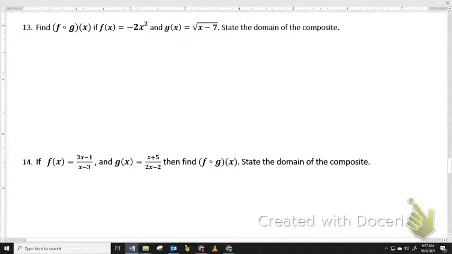Okay. Number 13 is very similar to 16, except we're not going to substitute anything in for x. So we would do f of g of x. So I would do it just like the first part of number 16, the way I worked that out, where I do the composition first, and then we would need to find the domain.